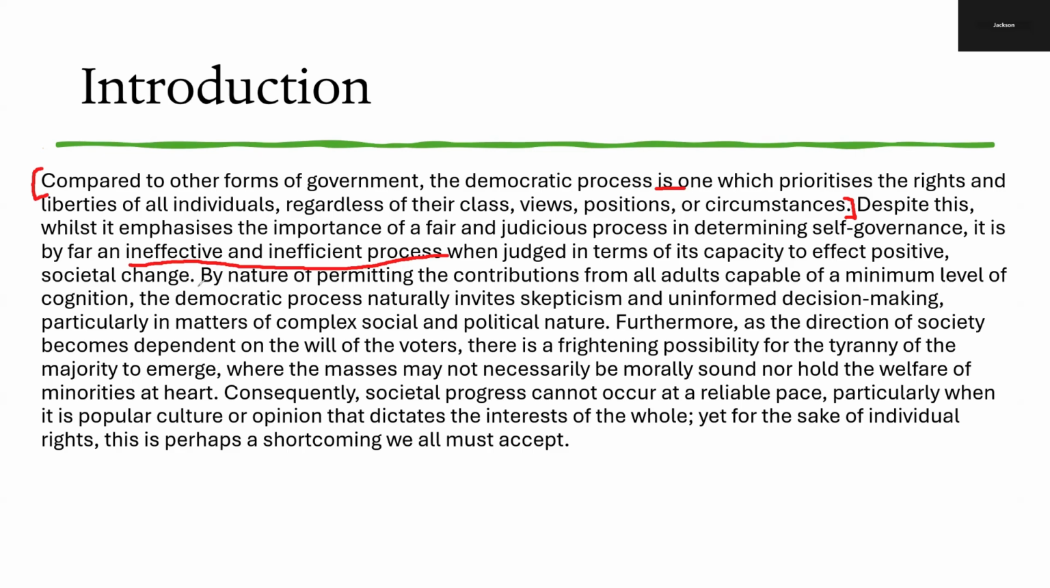Now, let's have a look at what I mean by this. Because in the next sentence here, what we have is essentially the first body paragraph. By nature of permitting the contributions from all adults capable of minimum level of cognition, the democratic process naturally invites skepticism and uninformed decision-making, especially matters of complex societal and political nature. So this is actually the first argument. Why is this the first argument?